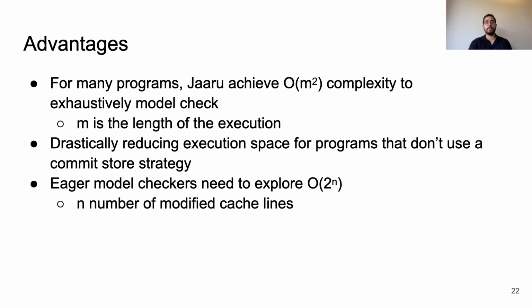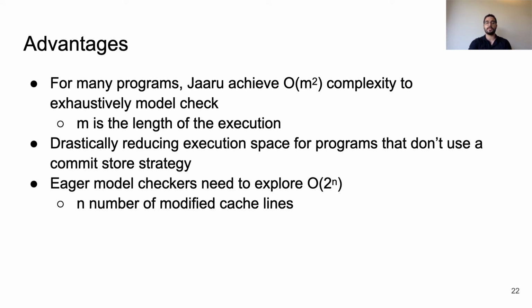In fact, the complexity of Jaaru model checking programs that use commit stores is O(m²), where m is the length of the execution. We obtain this complexity because the number of crash injection points is O(m). The post-crash execution involves O(m) steps, and with commit stores, we explore two executions at each crash point. That is, a first execution that reads from the commit store, and a second execution that reads from the value of the memory location before the commit store.